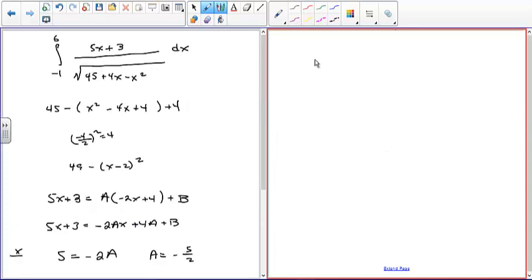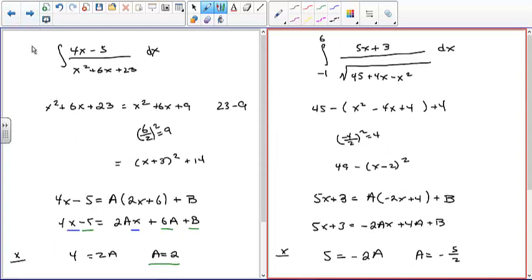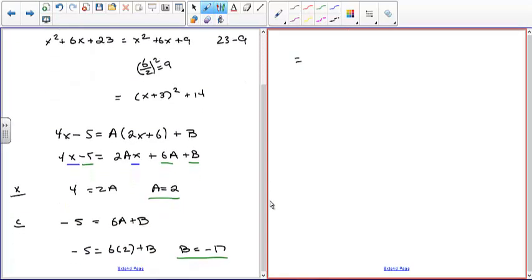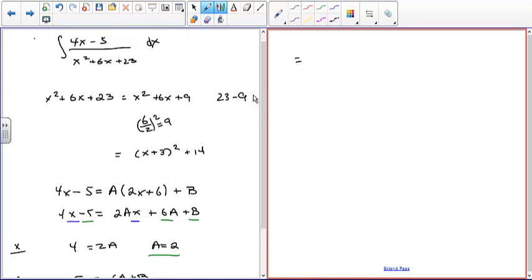So what we can do now is put all that together, and let's do this one first. So you're going to take the original integral. You're going to take the coefficient for a, and we're going to put that outside of the integral sign. So the a coefficient goes here, and then you have the integral of 2x plus 6 divided by x squared plus 6x plus 23.